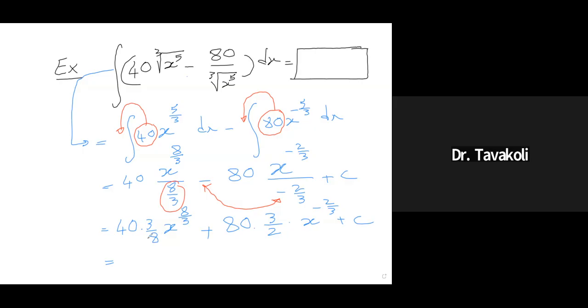So 40 times 3 over 8, obviously, is 15, and 80 times 3 over 2 is 120. As I mentioned, we avoid negative exponents in our final answer, so x to the power of minus 2/3, using basic algebra, when it gets moved to the bottom, becomes x to the power of positive 2/3, and all plus c, because it's an indefinite integral. So the final answer, as we calculated here, was 15 times x to the power of 8/3 plus 120 over x to the power of 2/3 and all plus c.